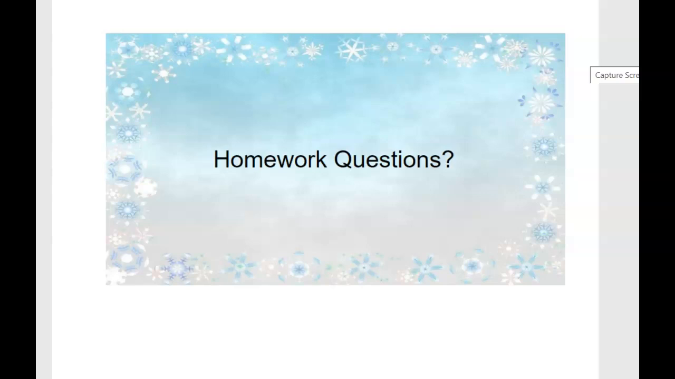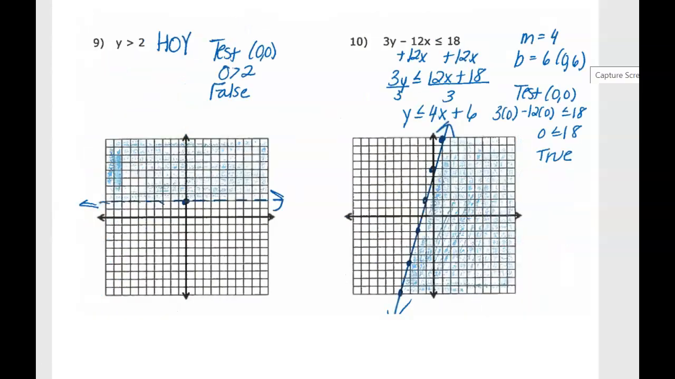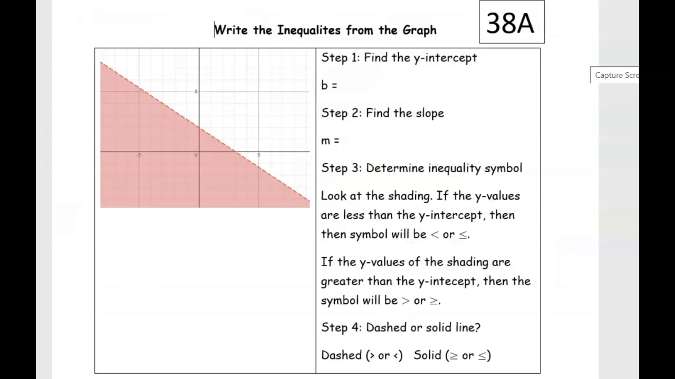Okay, so moving on, you can go over the homework answer key for last class and make sure you understand everything. But we're going to start and go through the notes for today. So we're going to learn how to write the inequalities from a graph. Now we're going kind of backwards.